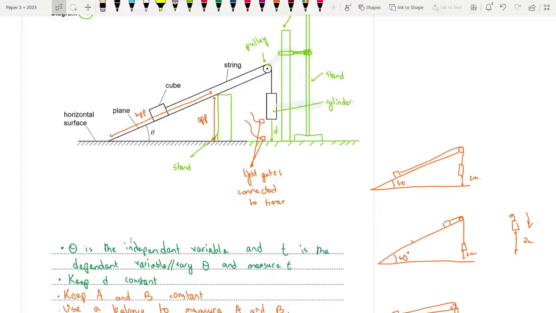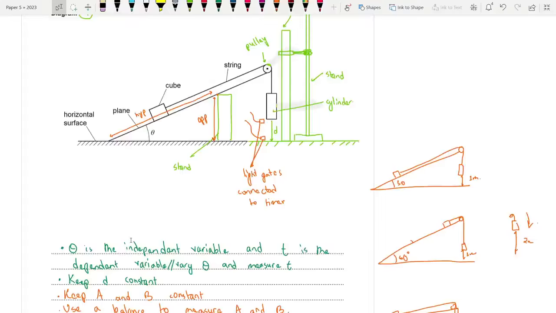Repetition, right? We have to repeat the experiment, or repeat measurements of t using the same value of theta. You repeat measurements of t for the same value of theta to get an average value of t. That's the basic idea. So using the same value of the independent variable theta, for example using 30 degrees, you're going to repeat the experiment multiple times to get multiple values of t, and then average to get an average value of the dependent variable. Okay, that is the logic.